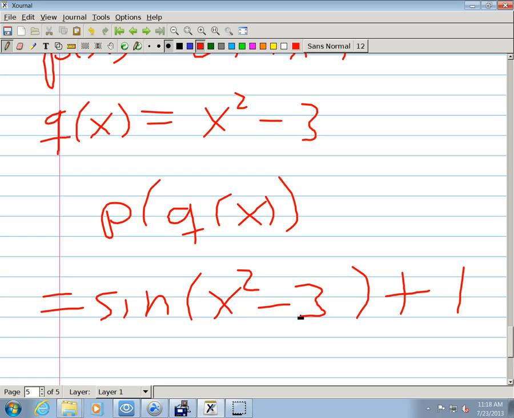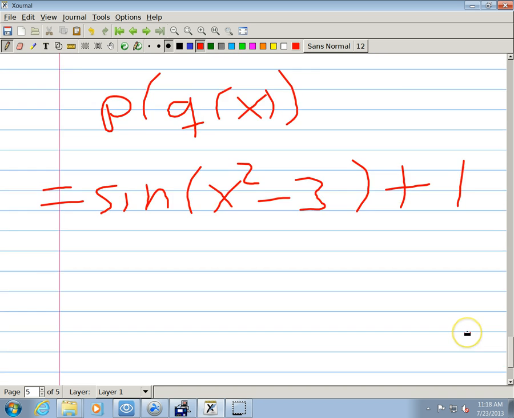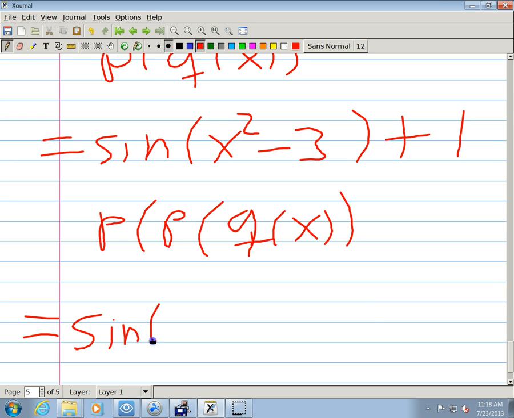Now let me take that one step further. What's p of p of q of x? Take q and plug it into p. Take this result, this whole thing, and what? Plug that back into p again, right? Do it again. So that means take p of q of x and plug it into p. But what's p? Sine of stuff plus 1. But now what's the stuff?